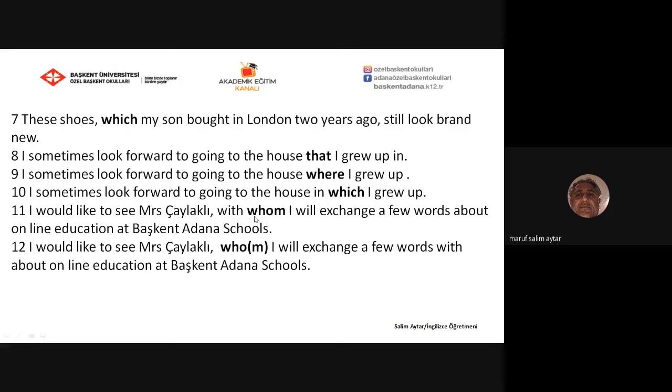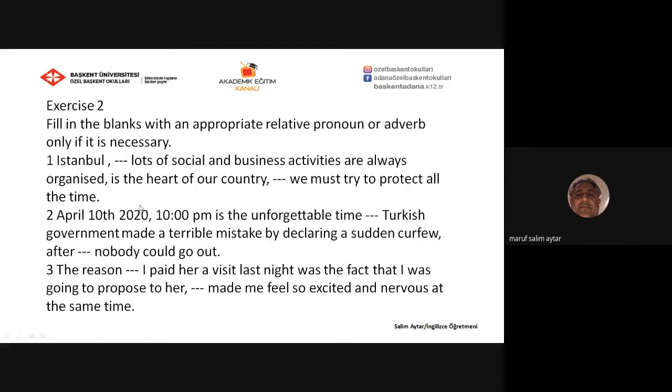Mind you, it is a formal relative clause. But you can also use this or answer it in this way. I would like to see Mrs. Chailakle, who or whom I will exchange a few words with about online education at Bashkent Adana schools. Okay. Let's have a look at the second exercise. Can you fill in the blanks with an appropriate relative pronoun or adverb only if it is necessary? That means to say, if it is not necessary, don't use any of them.